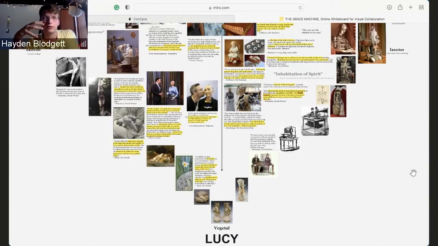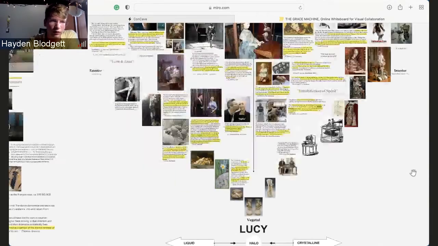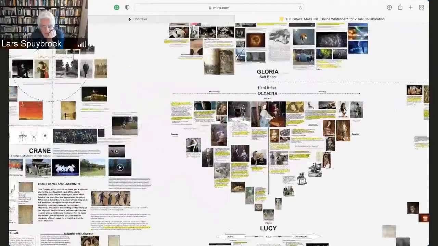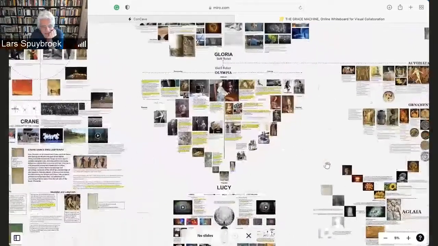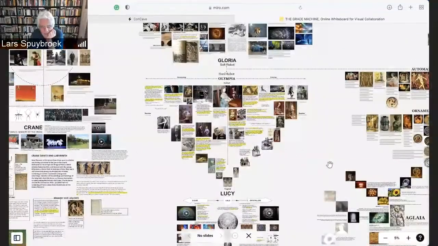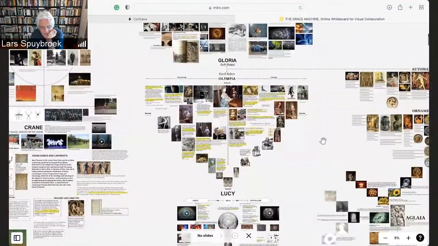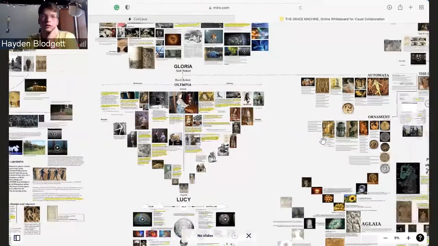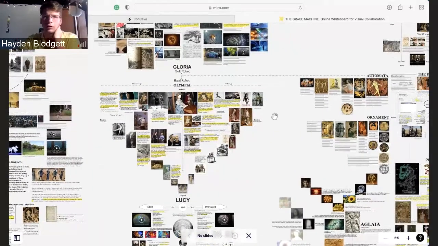Can we zoom out a bit? Can we zoom out and see the Pygmalion? I think that's, yeah, a bit. Okay, where's the Pygmalion? It's up in the upper left. I don't know if you can see my cursor.